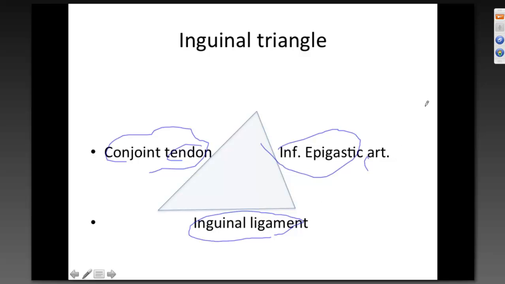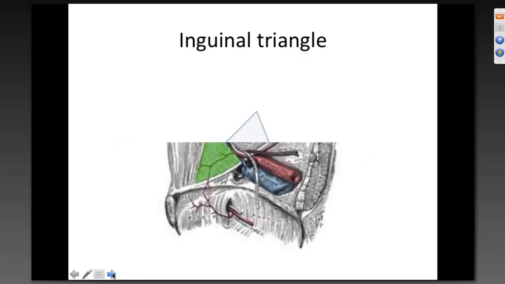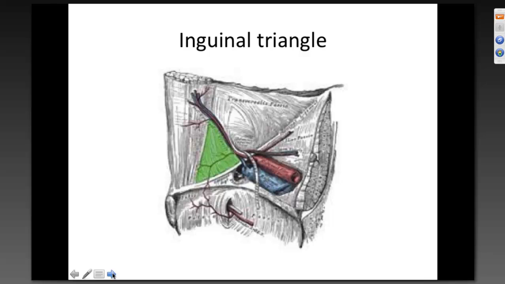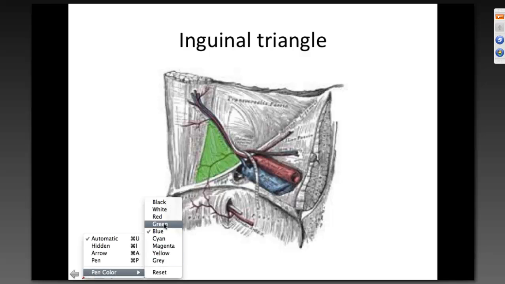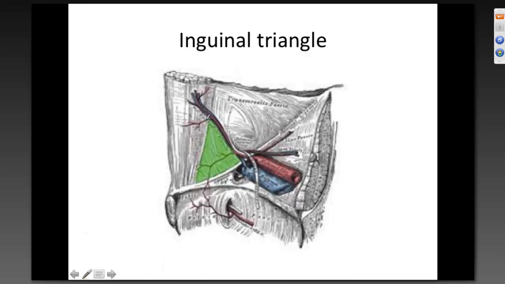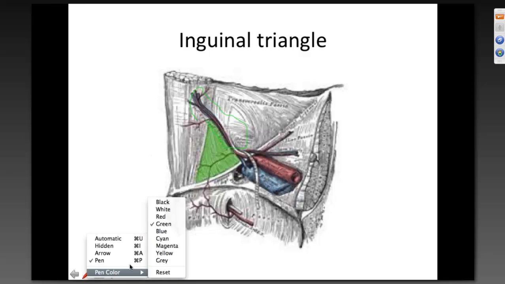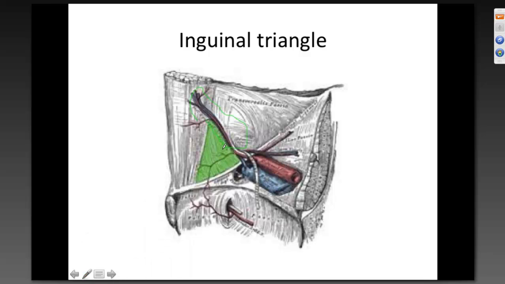Let me just take a peek, see if I got any questions. Nope. All right, so now that we've identified the 3 borders of the inguinal triangle, now I'm going to put it in an anatomical space for you. This is the same three we were talking about, right? So we have here the inferior epigastric artery. I am surrounding that in green right now. Let me do it in red or blue. Let me pick blue. Okay, so the inferior epigastric artery right here.